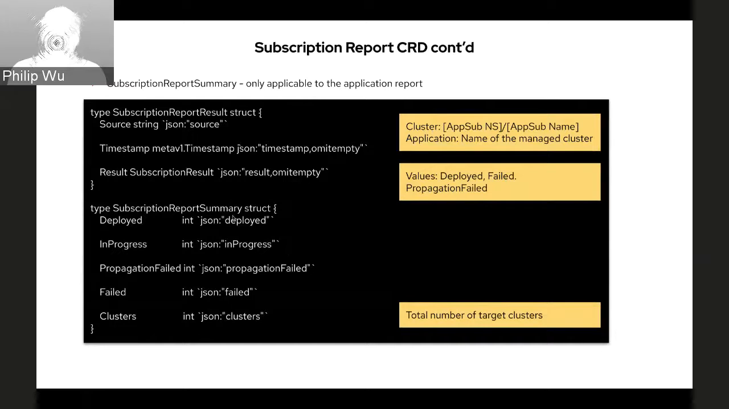And the report summary, again, this is the count of the number of clusters where the subscription is in one of these states: deployed, in progress, propagation failed, and failed. And cluster here, this is the total number of target clusters. So it is a sum of these numbers here.